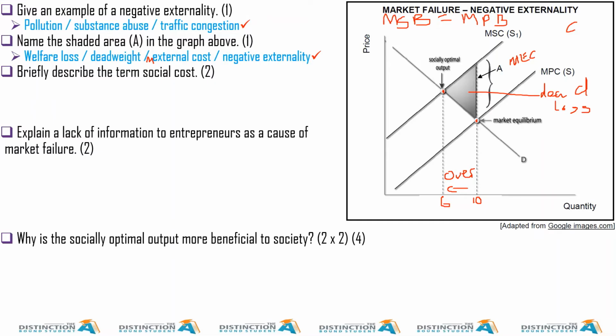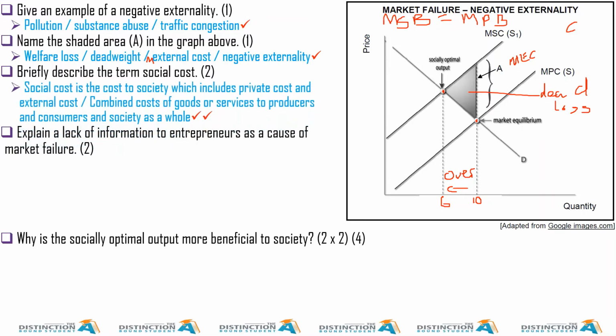Right. Briefly describe the term social cost. Okay. Social cost. What is a social cost in your words? Social cost is the cost to society, which includes private costs and external costs. So it's a combination of costs of goods or services to producers and consumers and society as a whole. Yeah, that is what. So it's the cost that the society bears as a whole.